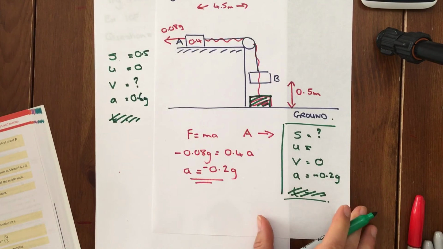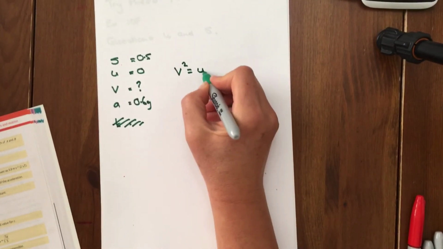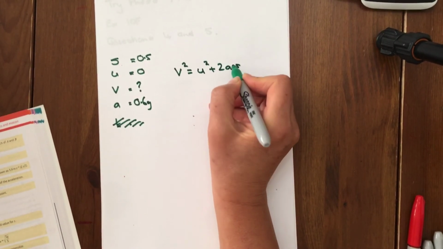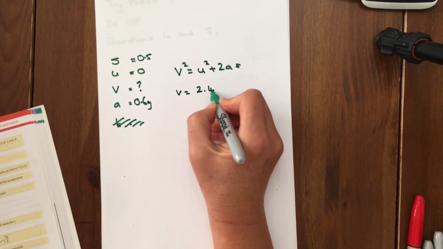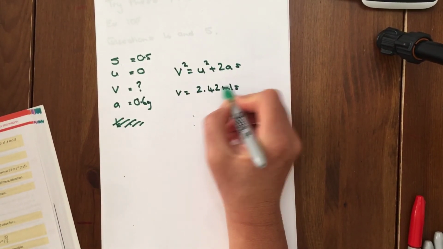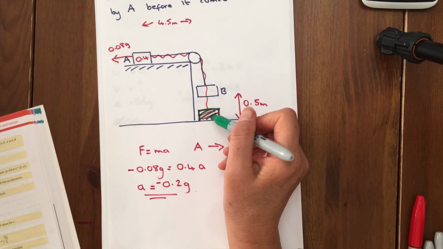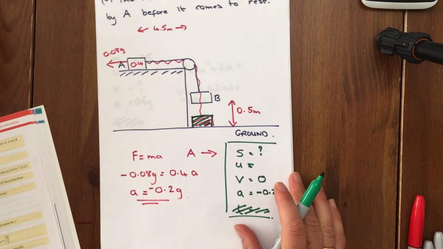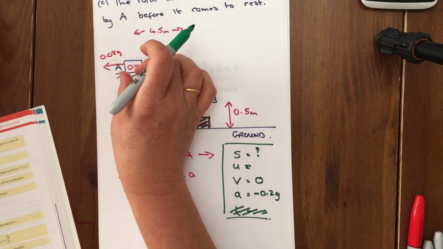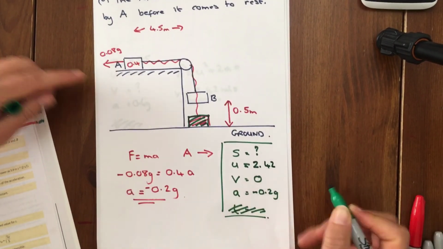So, which equation of motion should I use for this? I'm going to use this one, the one without time. I'm going to put everything into here, and I'm going to get V to be 2.42 meters per second. So that is the final velocity when B hits the floor, which is the same as the initial velocity of A as it begins the second part of its travelling. So if we put this in here, 2.42.